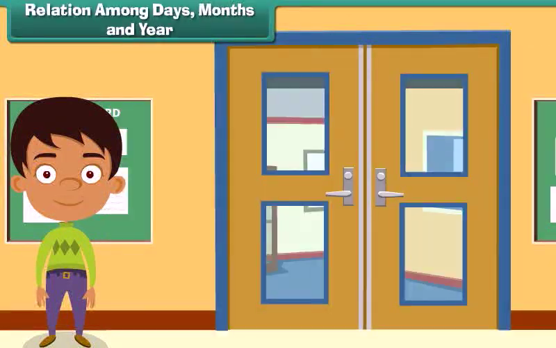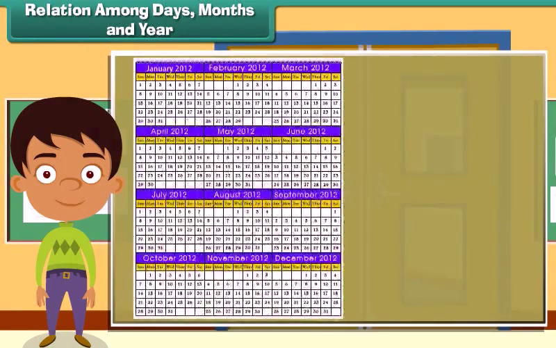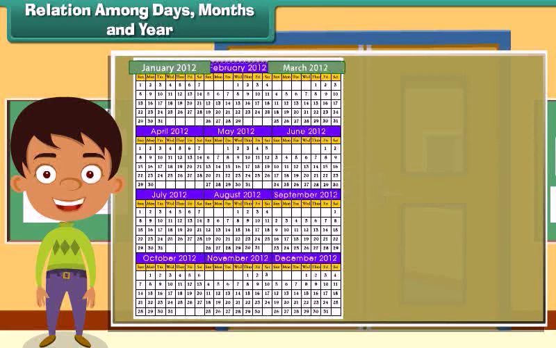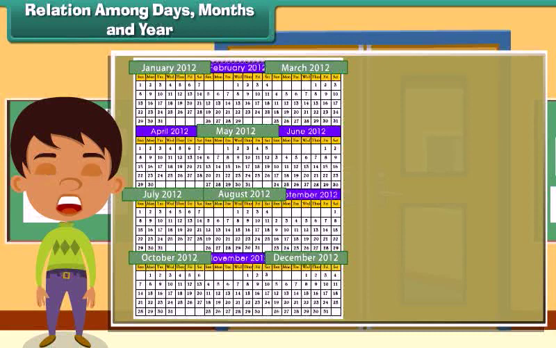Relation among days, months, and year. Let us understand the relation that exists between days and months. The months April, June, September, and November have 30 days each. 1 month is equal to 30 days. The months January, March, May, July, August, October, and December have 31 days each. 1 month is equal to 31 days.